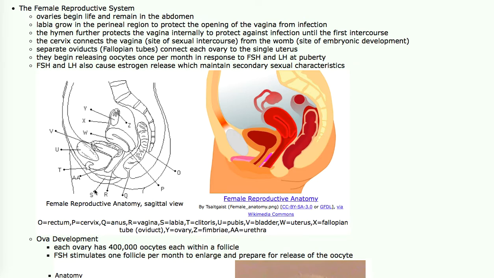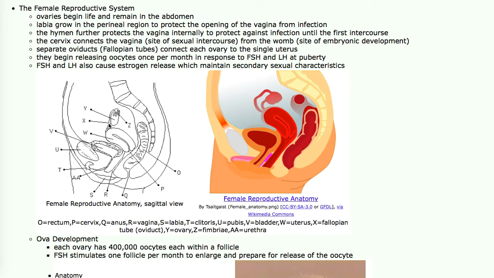Going for reproductive structures, S is the labia, which protects the opening to the vagina and keeps microbes out, which is important. R is the vagina itself, which is acidic to keep microbe count to a minimum. P is the cervix, which is the base of the womb, and that usually is completely closed to keep all microbes from getting into W, which is the uterus or the womb. W is the site of embryonic development.